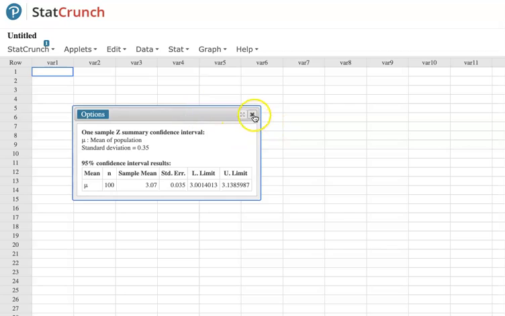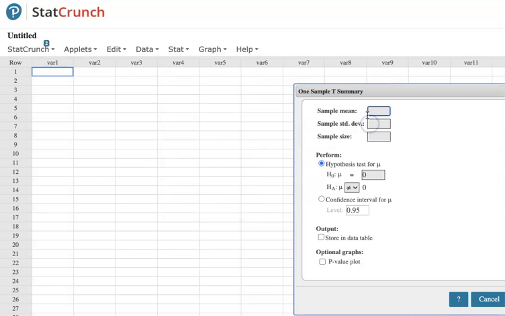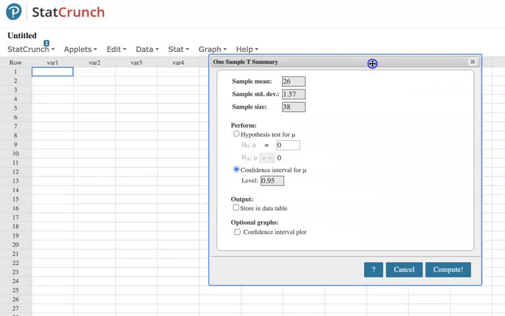So we go to StatCrunch, and it's t-stats. So from now on, go to t-stat because I don't think any problems in this course other than that one example are Z. Go to summary. We have our sample mean of 26, our standard deviation 1.57, and our sample size of 38. We want a 95% confidence interval.